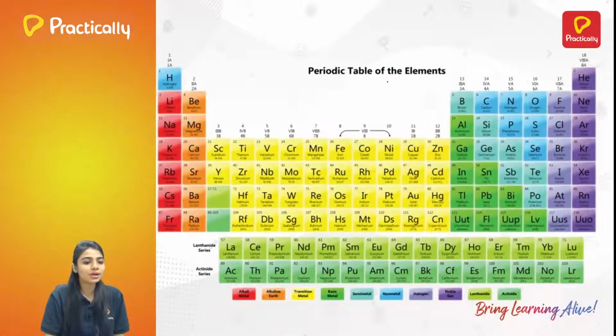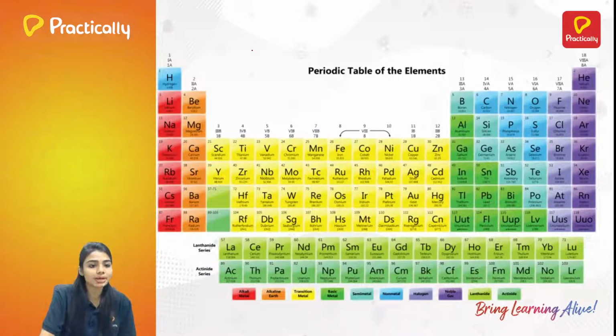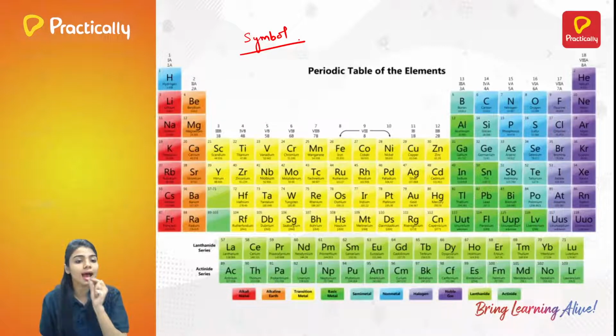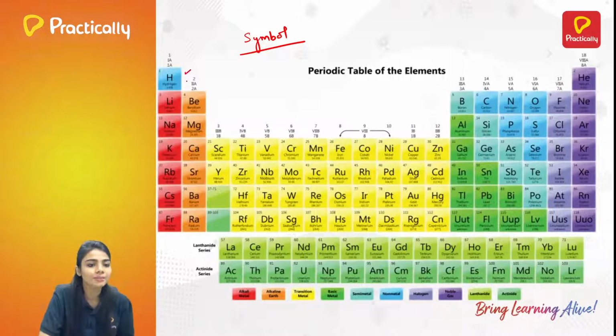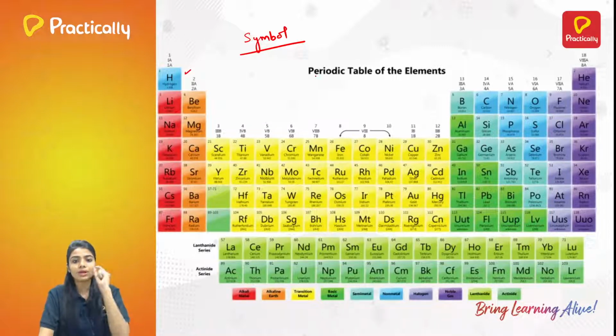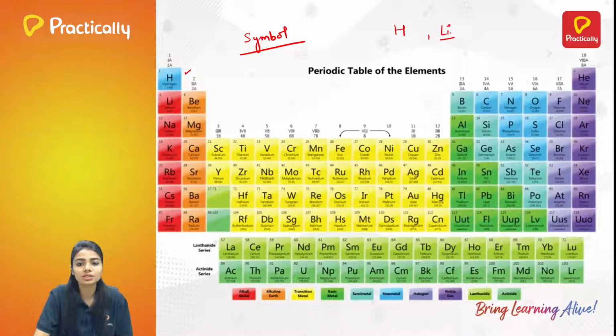In this periodic table you have seen that there are many elements, and each element is represented by its symbol. Here hydrogen is represented as capital H, lithium as Li. Remember, whenever you write any symbol, the first letter should be capital and the second letter should be small. For lithium, the first letter is capital and the second is small. For beryllium, the first letter is capital and the second is small. For magnesium, the first letter is capital and the second is small.